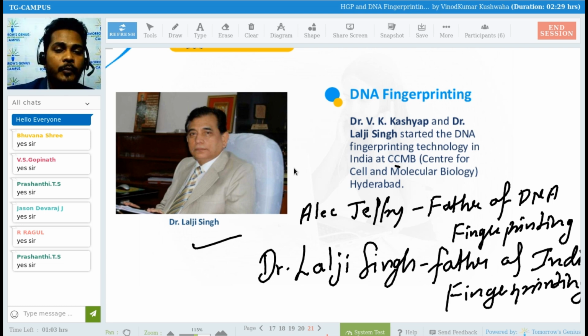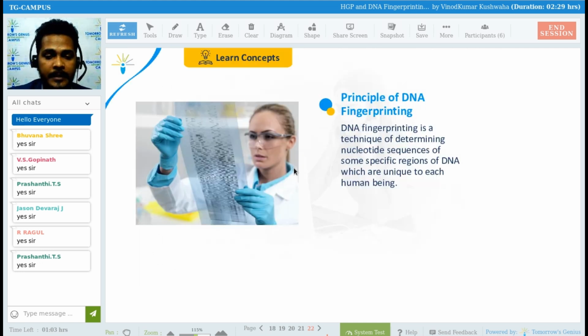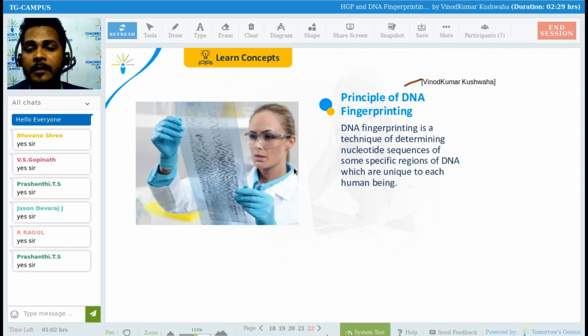Clear? So these two you have to remember: Alec Jeffrey and Dr. Lalji Singh. Now, what is the principle behind this DNA fingerprinting? Simply, what is DNA fingerprinting? DNA fingerprinting is also called DNA typing or DNA profiling. Let me tell you very clearly what DNA fingerprinting is.